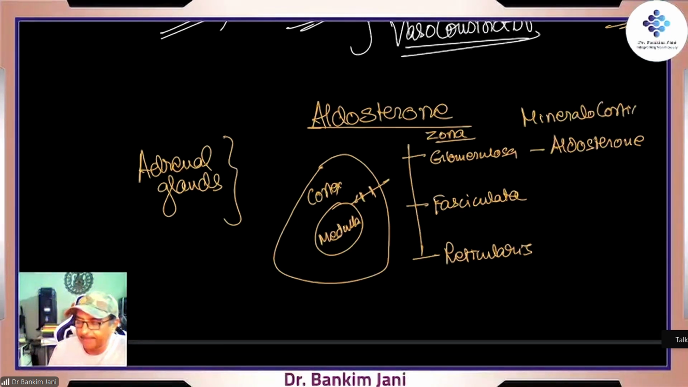Writing this, because when we'll be learning the endocrine system, many of the diseases will be related to the adrenal gland. Many. Because, for example, if a tumor develops, that tumor can take any of the layers. Which layer it is taking, accordingly the signs and symptoms will develop. Right? So right now, this is important.